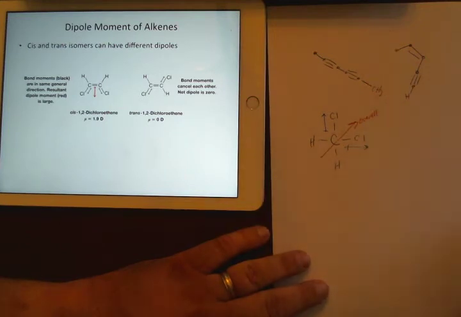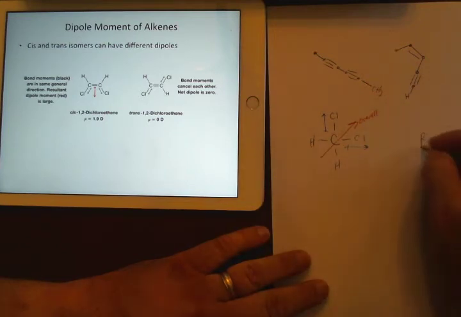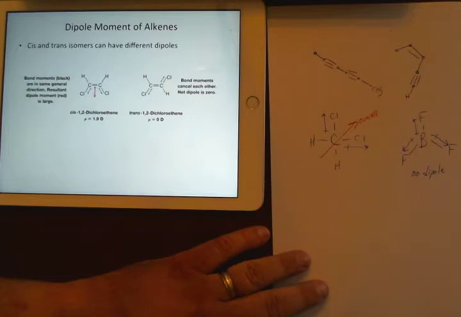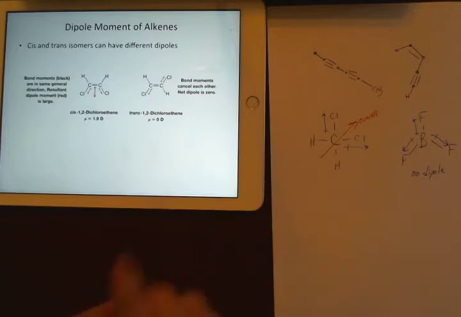Okay. And so if we had BF3, we're going to have 3 dipoles, right? Because fluorine's a lot more electronegative than boron, so they're going to point this way. But since they're all equal and opposite, there's no dipole. Okay, there you go.